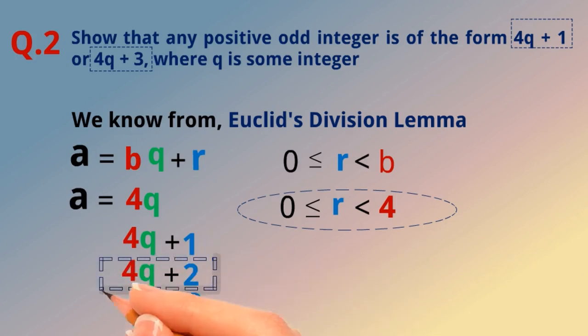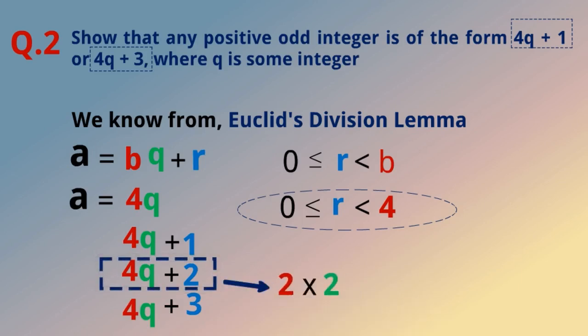4q plus 2. Here also we can write 2 into 2q plus 2. Here 2 into 2q, that is 4q, is a multiple of 2, so it is an even number, and 2 is also an even number. Even plus even number is an even number. So 4q plus 2 is an even number.